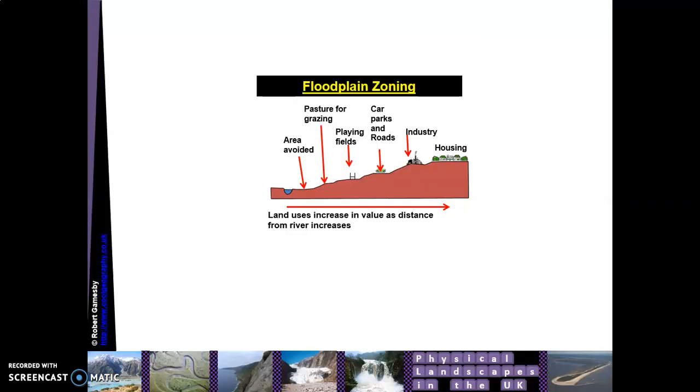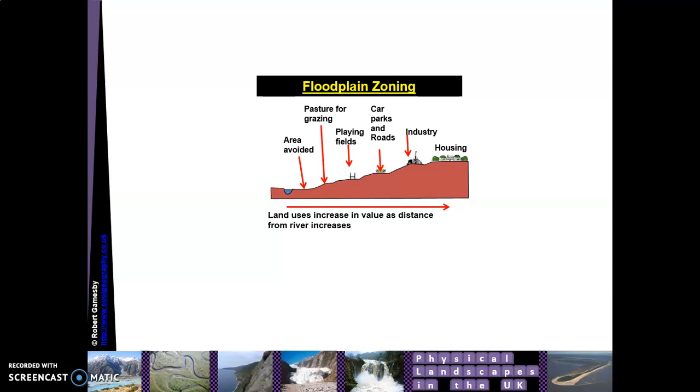The final soft engineering is floodplain zoning. This is quite an interesting way of looking at how we can reduce the damage caused by flooding. Humans build on floodplains. It's natural. We need space to grow things. We need space to build our buildings. But ultimately, the rivers go into flood. And we can't really complain when it does flood because it's a natural process.